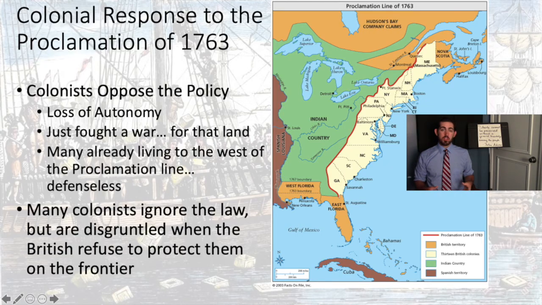When soldiers were withdrawn, these colonists were exposed to conflict with American Indians, and their government was essentially refusing to protect them. The proclamation largely did not result in calls for independence, but colonists began expressing their displeasure with the British government, and many ignored the law.